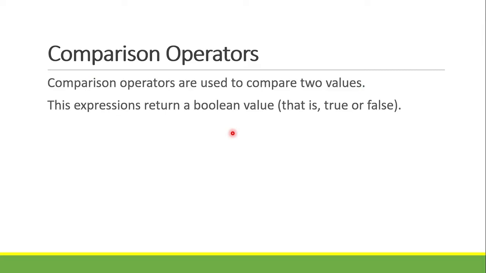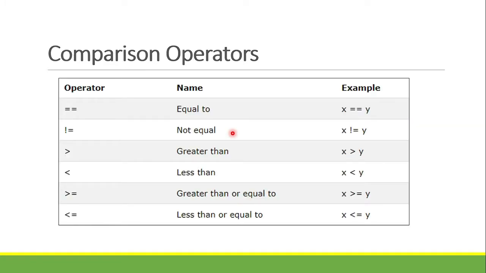Then what are comparison operators? Comparison operators are used to compare two values. This expression returns a Boolean value which is true or false. So, the Boolean can only return two values, which is true or false. So, nandiyan ang equal, not equal, greater than, less than, greater than or equal to, less than or equal to.